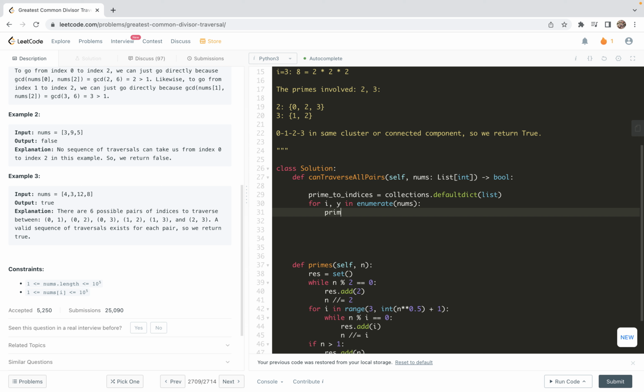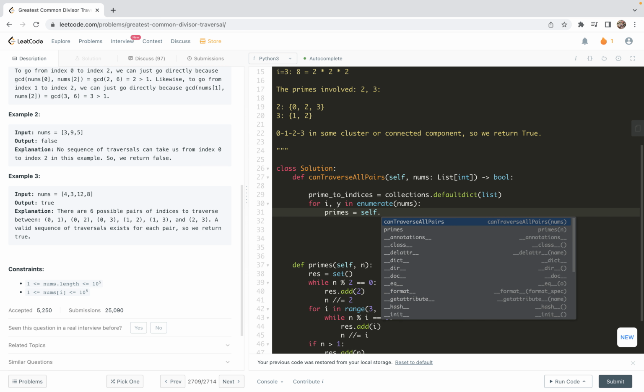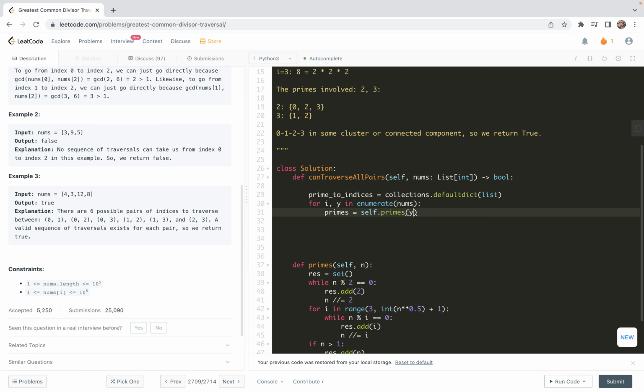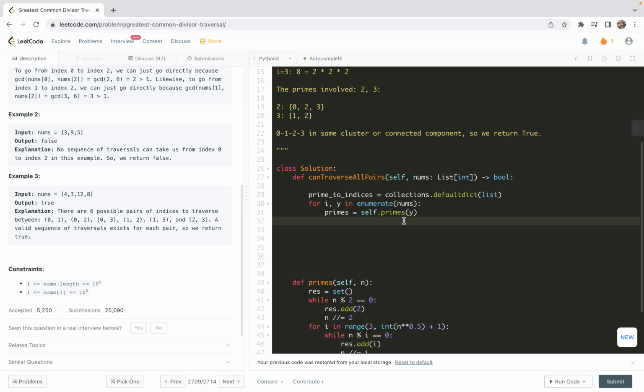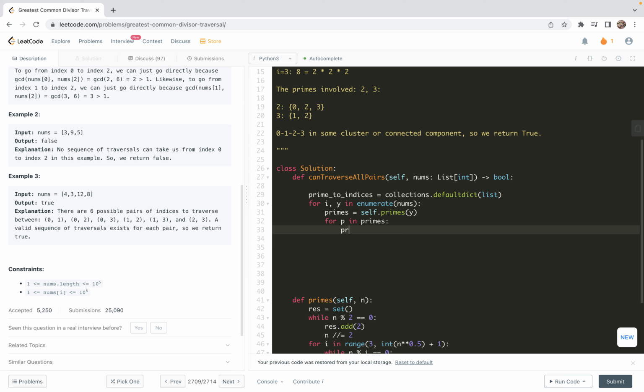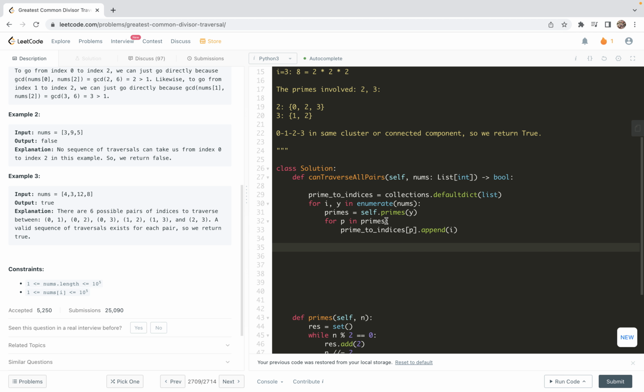So now let's look at the problem logic. First, I'm going to get prime to indices. We are going to use collections defaultdict, right? Here we are going to put in a list. The purpose of this is that we get the prime factors that appeared for the numbers in this list nums, and then we associate the corresponding indices to that prime number. So this is easy to do. For i and y in enumerate nums, here we are retrieving the indices, right?